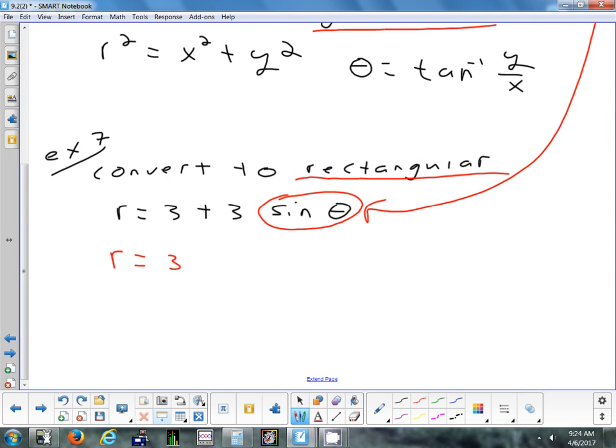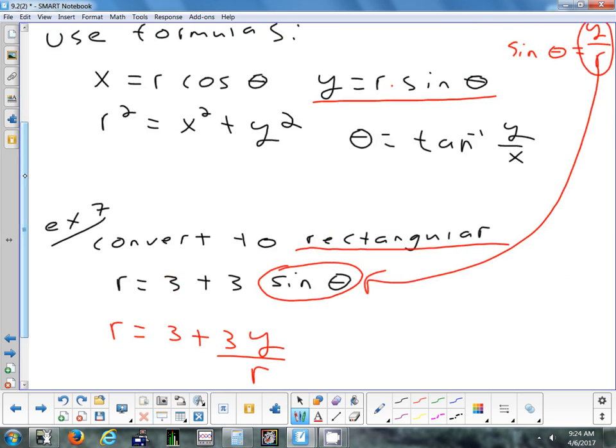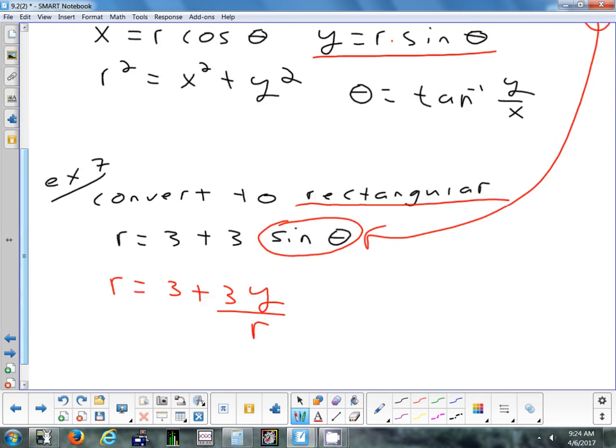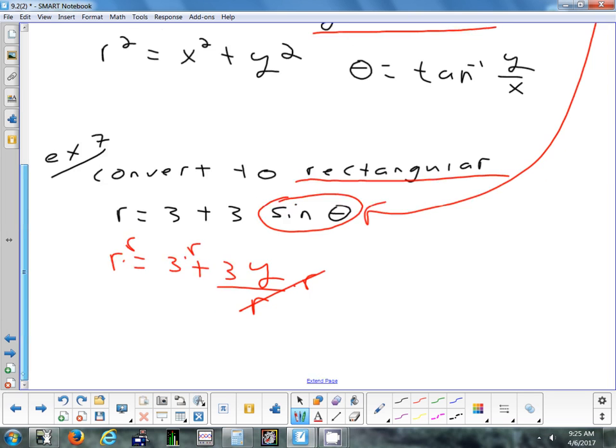Okay, so I've got r equals 3 plus 3, and let's write it like this: y over r. Questions on what we just did there? Now the next thing is, this fraction is going to be kind of a pain to work with, so if we can get rid of that denominator, that would be nice. What could you multiply everything by to get rid of the denominator of r? R. So multiply by r, r, and r. That's gone.